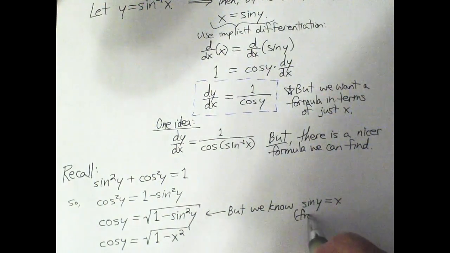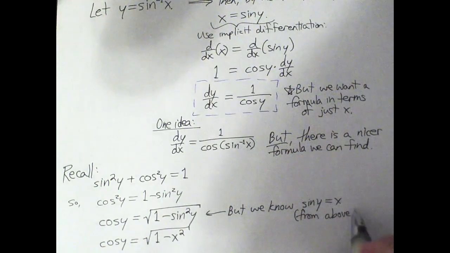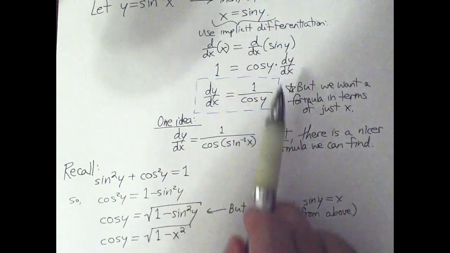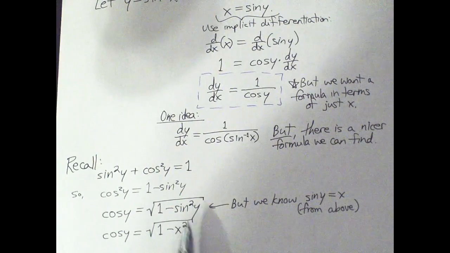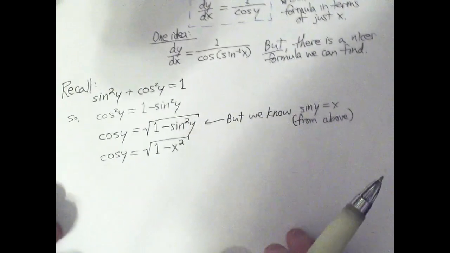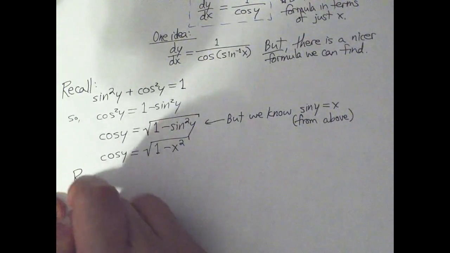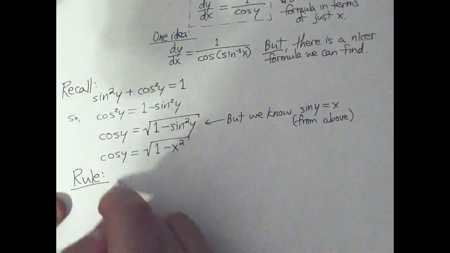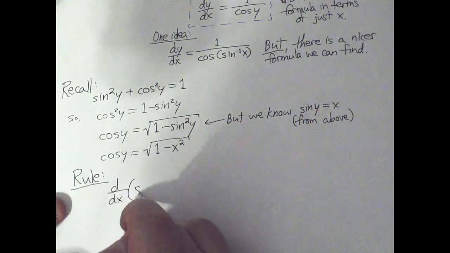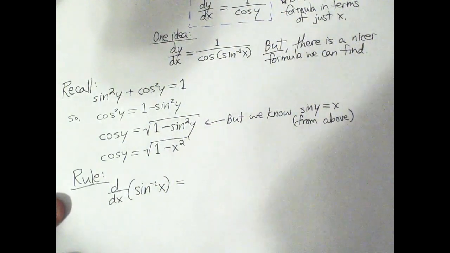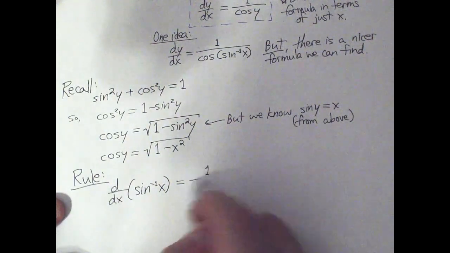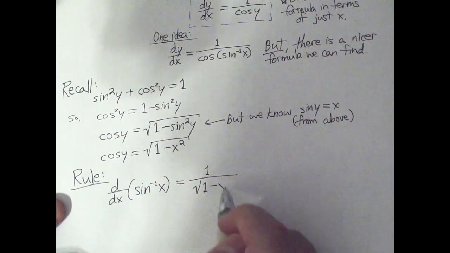This was from above. Now this is nice, because it means that we could take the formula that I put a tentative box around, but instead of writing cosine y, I can write the square root of 1 minus x squared. And we're going to get, finally, this rule. The derivative of inverse sine of x, and this is going to be an answer just in terms of x, is 1 over the square root of 1 minus x squared.